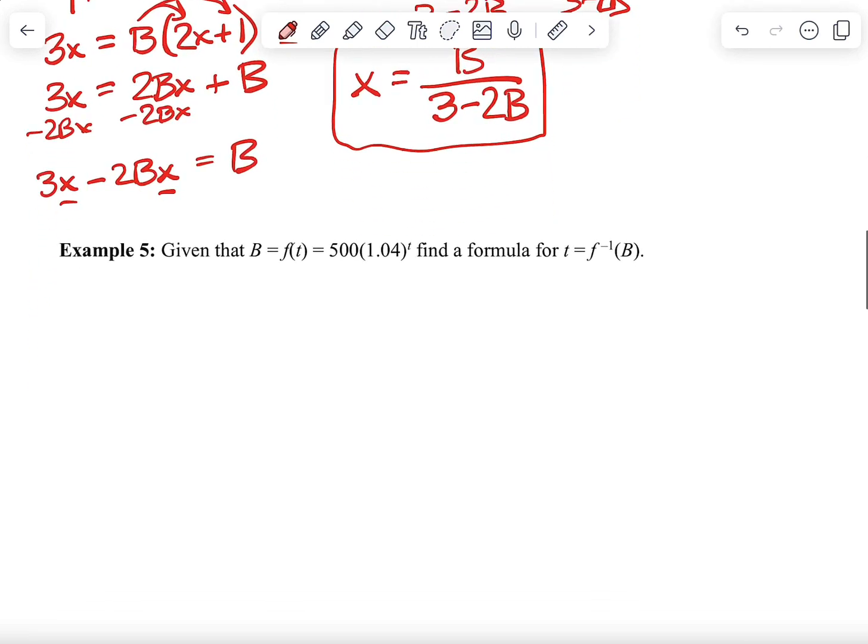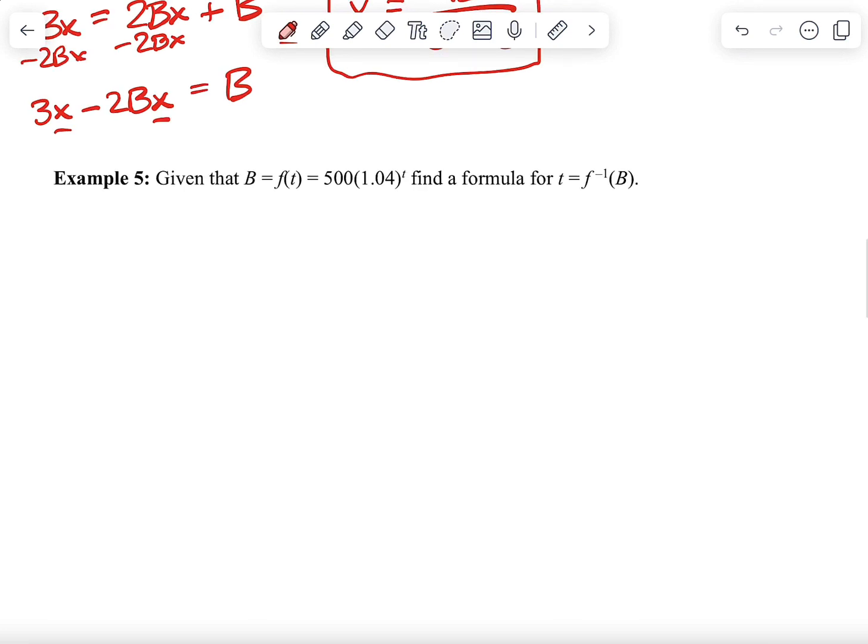All right, another example of finding inverses. We'll start out with b equals, we'll just leave the function notation out for right now, because we just really want to solve this equation for the other variable. So we're starting with a b equals equation. The inverse will be a t equals equation.